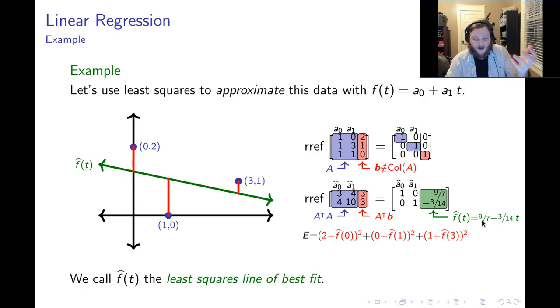When we solve a problem like this, so when we fit a line to data points in this way using the method of least squares, we call f hat, which is produced from this process, the least squares line of best fit.